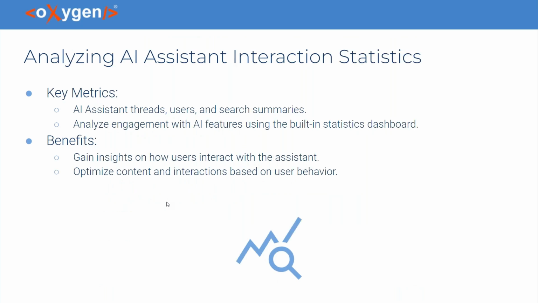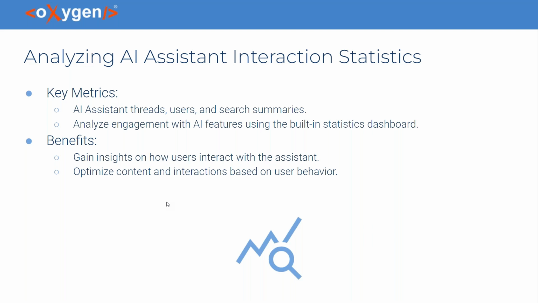To round out our discussion on the AI assistant, let's talk about the interaction statistics available in Oxygen Feedback. You can access detailed analytics that track how users interact with the assistant. These metrics include the number of users interacting with the assistant, how many threads were created, how many search summaries were generated. This data helps you evaluate the effectiveness of the assistant and fine-tune your publication for better engagement.